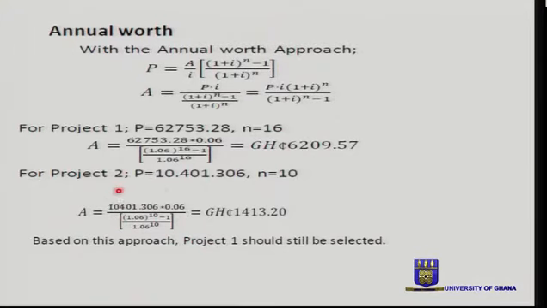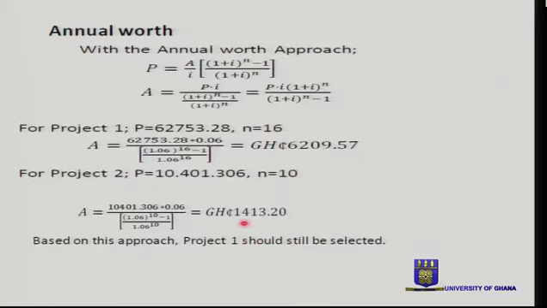I'll do the same for project 2. Project 2 had an NPV of 10,401.306, and it was supposed to be useful for 10 years. I put it into this expression where I am interested in finding the annual worth, A, and then I have 1,413.